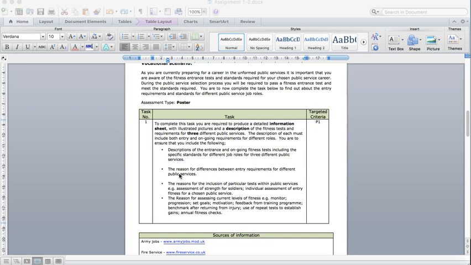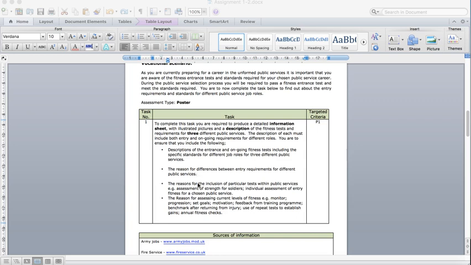I would then, once I've done that, state the reasons for differences between the entry requirements for different public services. So I might say the entry requirements are different for the Marines to the Army because of this and this, and also I might say that actually the different roles within, for instance, the Marines, why are the entry requirements or the testing procedures different for those roles as well? So I might compare it to another public service, but I might also compare it to the same service, and how the roles are different in terms of the entry requirements.